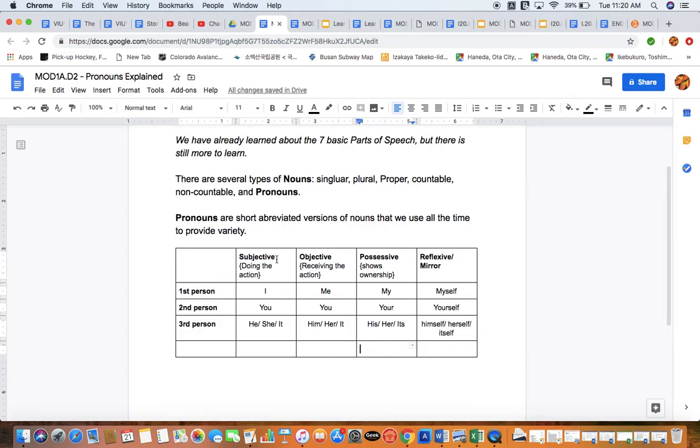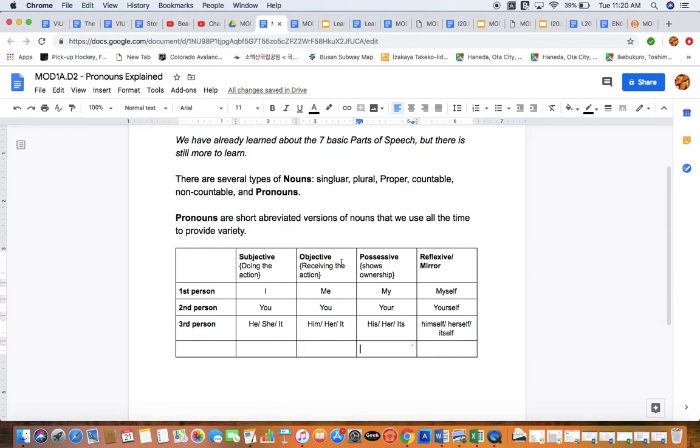So subjective, I, for the first person. The objective would be me. Then we have the possessive case. So we call these the different cases of the pronouns: subjective, objective, possessive, reflexive, or also sometimes the reflexive pronouns are called mirror pronouns.